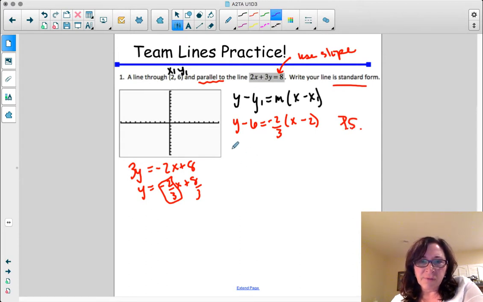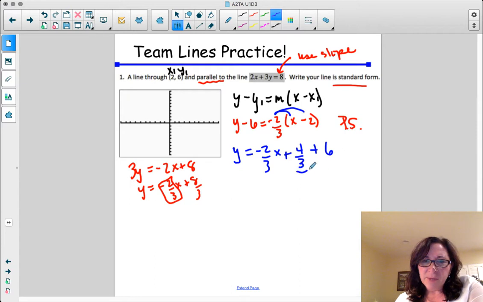So let's get to this. We're going to solve for y. So we have y equals negative 2/3. We're going to distribute negative 2/3 x right there, plus 2 times 2, which is 4 over 3, and then bring the 6 over, so plus 6.